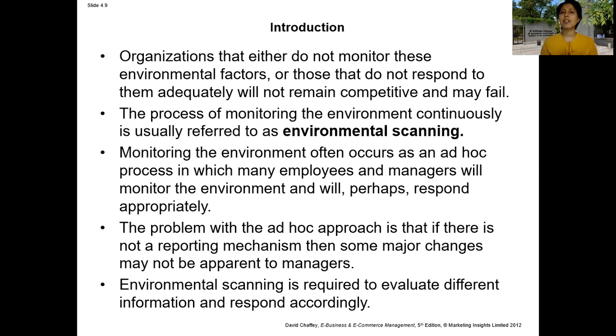So what's the issue here? The issue is, if there is no proper mechanism that is systematically happening to identify these changes, to communicate it throughout the organization, if it does not have proper reporting structures within the organization, if there's no properly established monitoring mechanism, then some changes that happen in the environment can be missed.